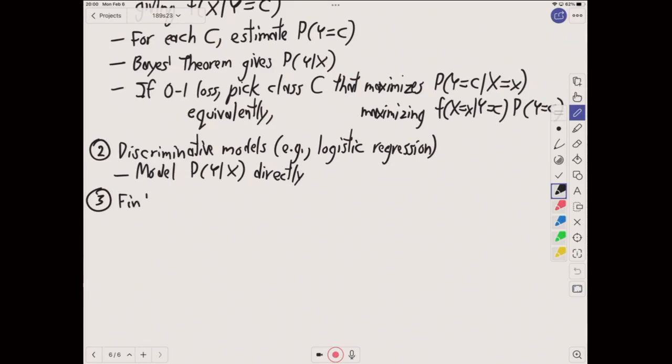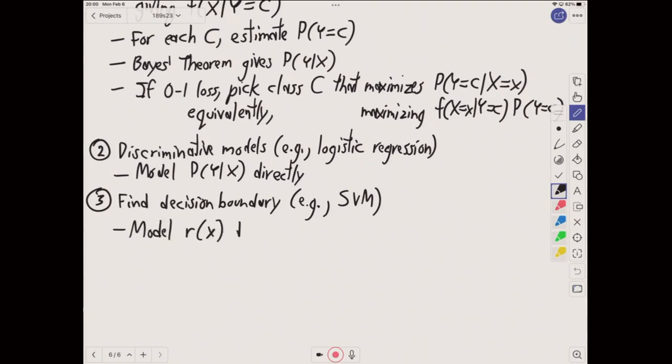And the third model we could do is just a blunt tool for finding a good decision boundary that does not actually give you probabilities at all. And that's a description of support vector machines. So there you just model the decision rule r(x) directly, and you don't even try to estimate a posterior probability.